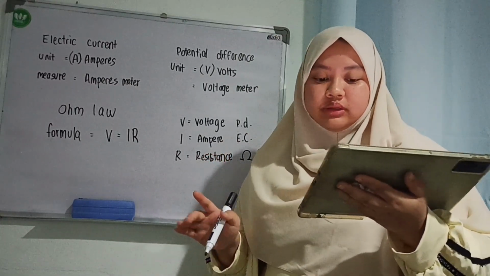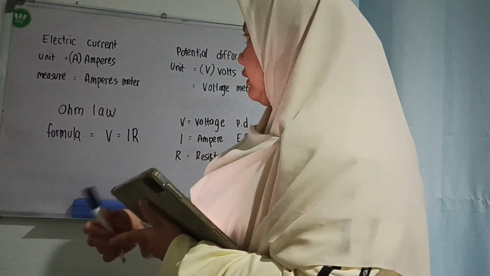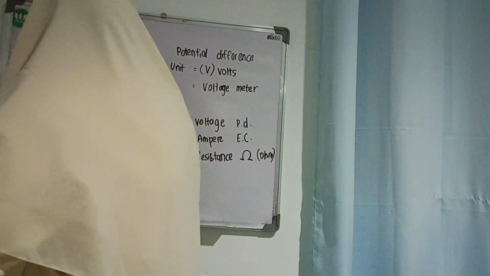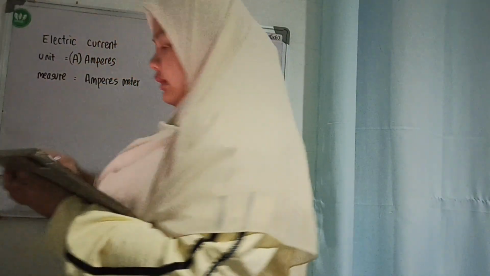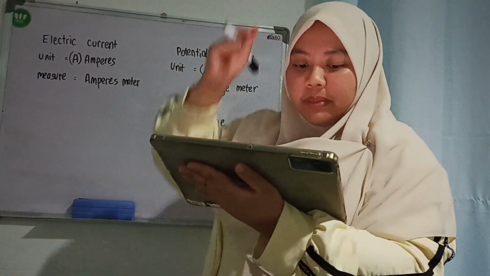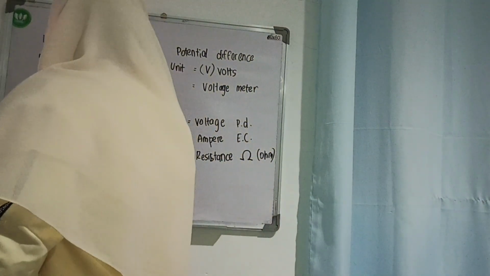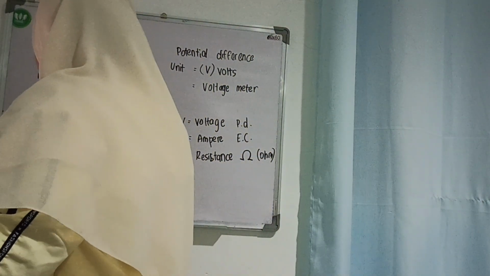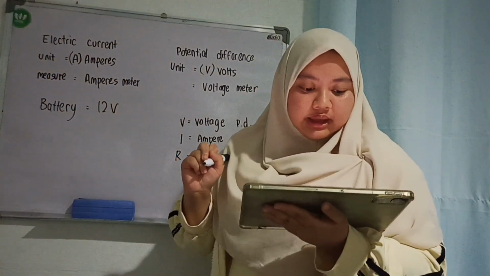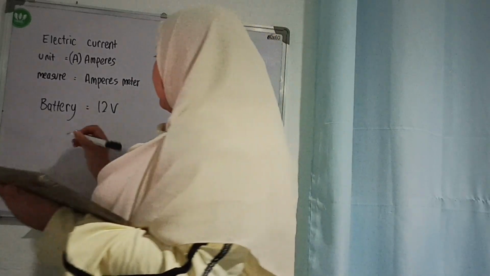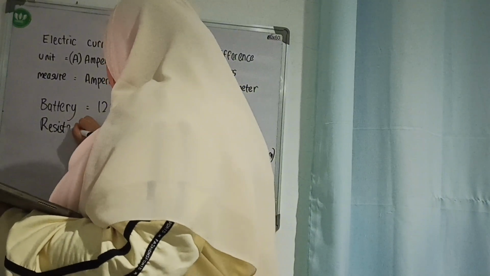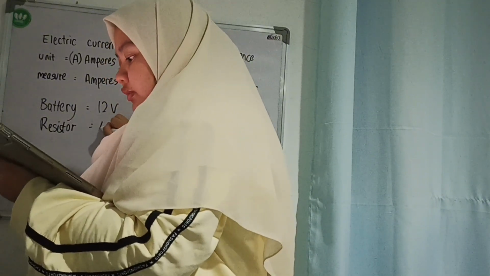For example, I'll give one example where we were given a circuit where the battery is 12 V and the resistor is 4 ohm.